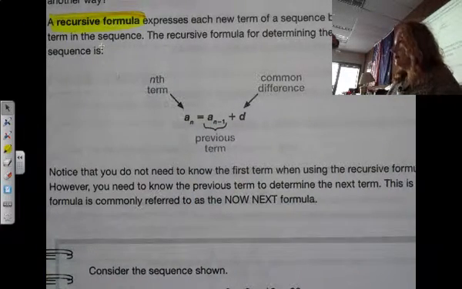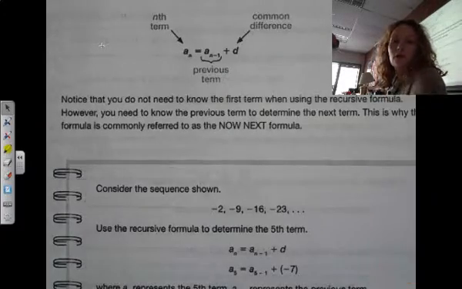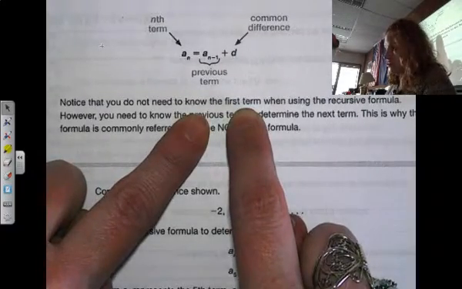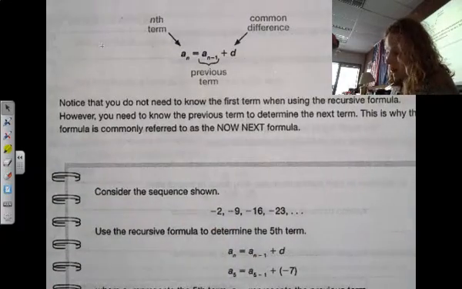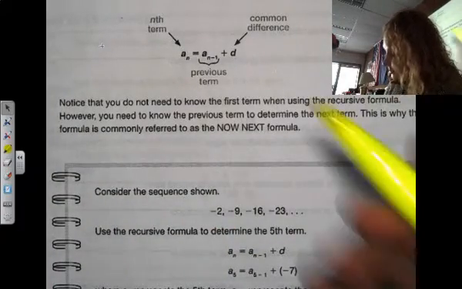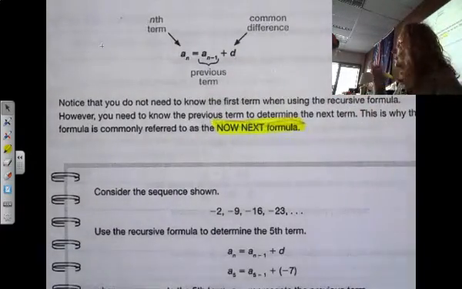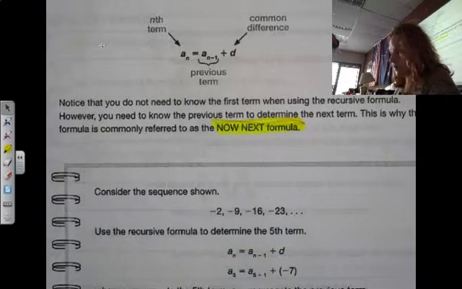Make sense? We've talked about reading math sentences. Okay. So notice that when we use recursive formulas, we don't need to know what the first term is. We just need to know the previous term. So sometimes we call this formula the now next formula. Because if you know what the term is now, you can find out what the next term is. That's why we call it the now next formula.